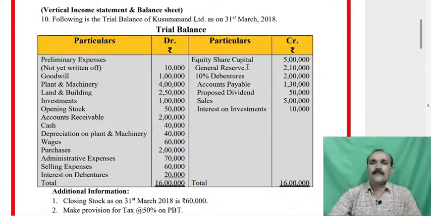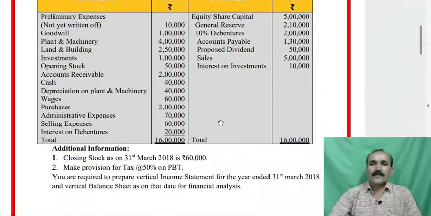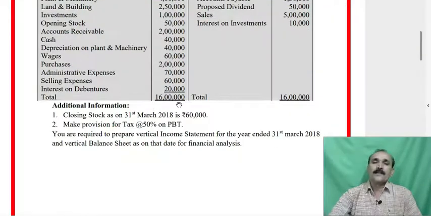Credit side: equity share capital 5 lakhs, general reserve 2,10,000, 10% debentures 2 lakhs, account payable 1,30,000, proposed dividend 50,000, sales 5 lakhs, interest on investment 10,000. Total of trial balance 16 lakhs.